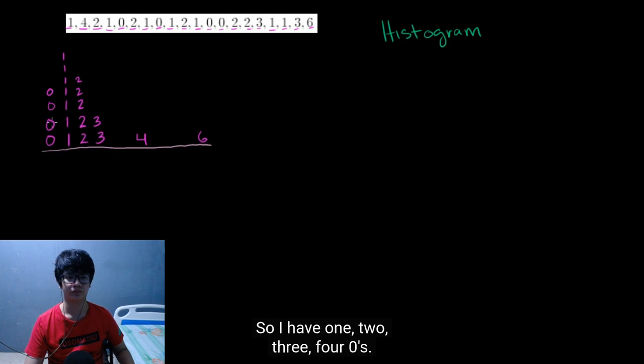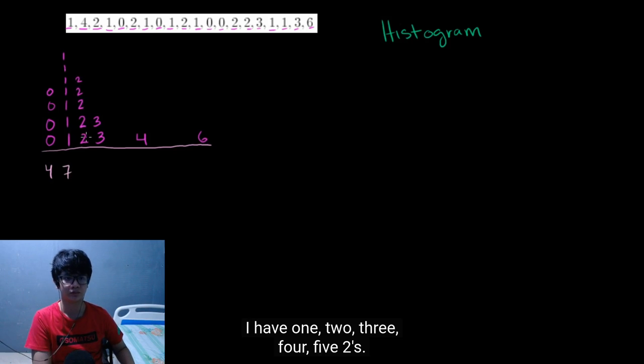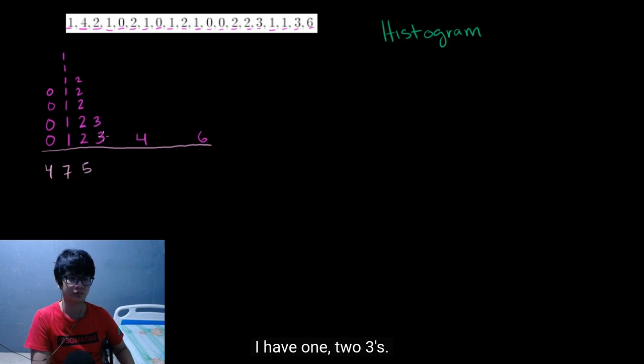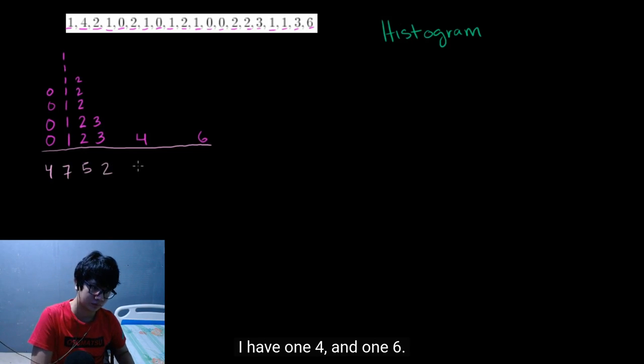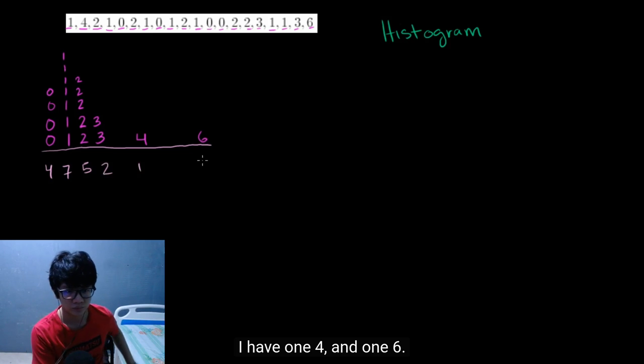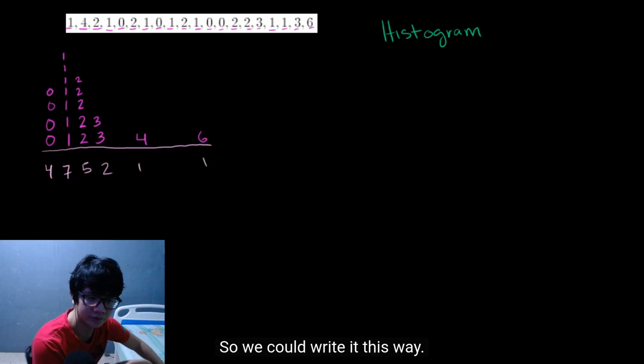So I have 1, 2, 3, 4 zeros. I have 1, 2, 3, 4, 5, 6, 7 ones. I have 1, 2, 3, 4, 5 twos. I have 1, 2 threes. I have one 4, and one 6.